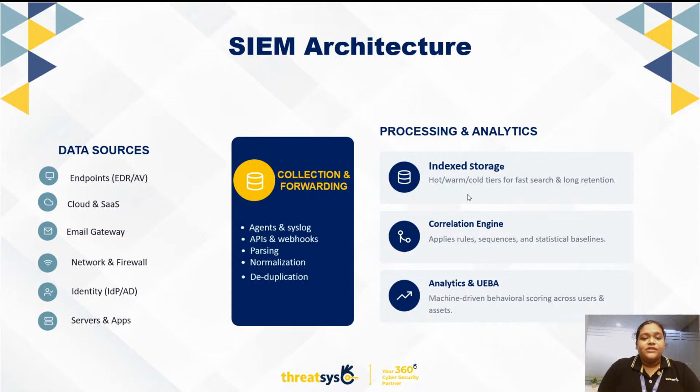The final layer is processing and analysis. The collected data is indexed and stored so that it can be searched and analyzed efficiently. SIEM platforms can use different storage depending on how quickly the data needs to be accessed and how long it needs to be retained. The correlation engine then applies rules and sequences to the available events. SIEM platforms may also use analytics such as UEBA to baseline behavior across users and assets.